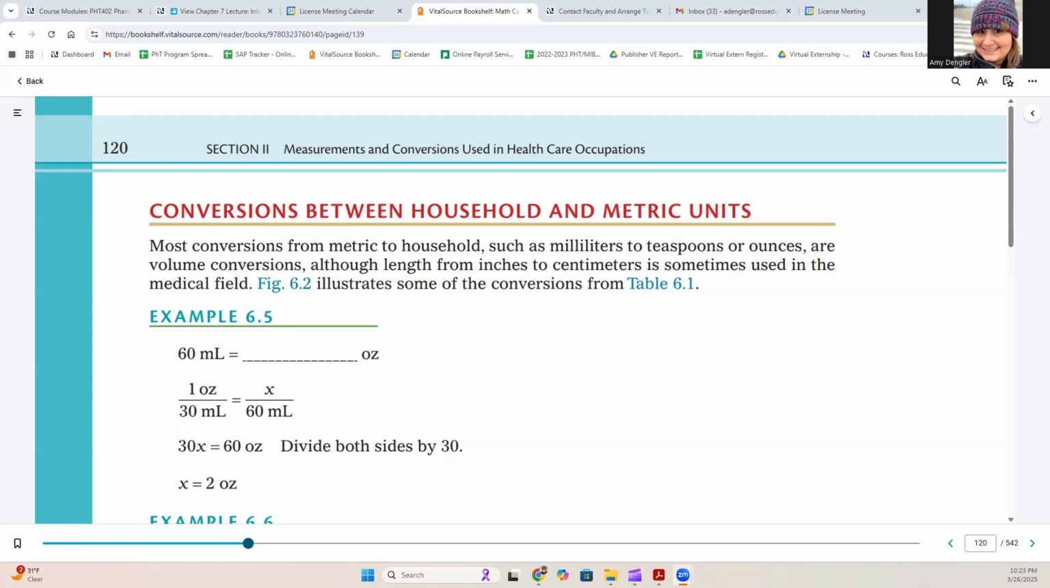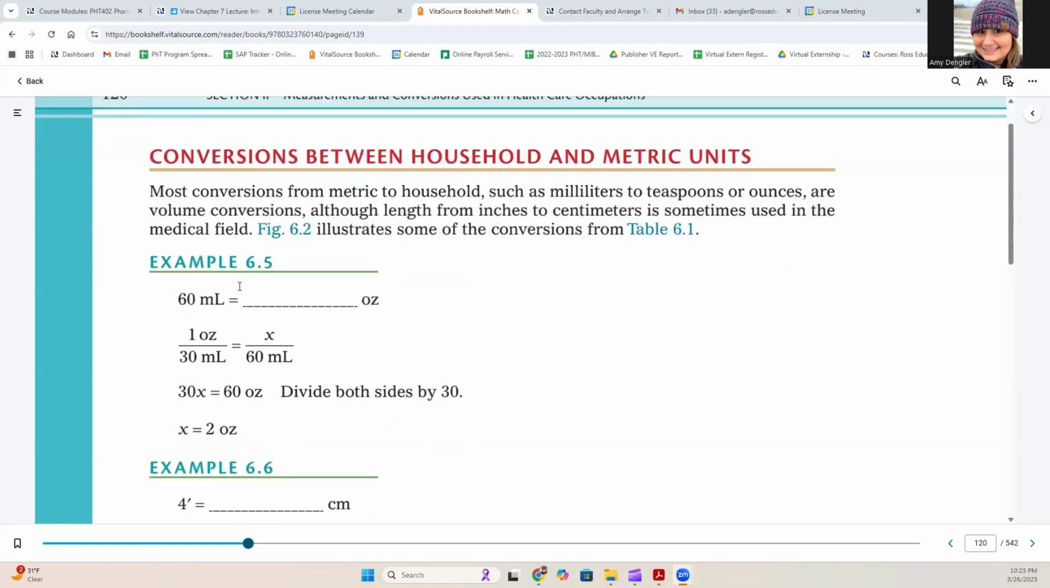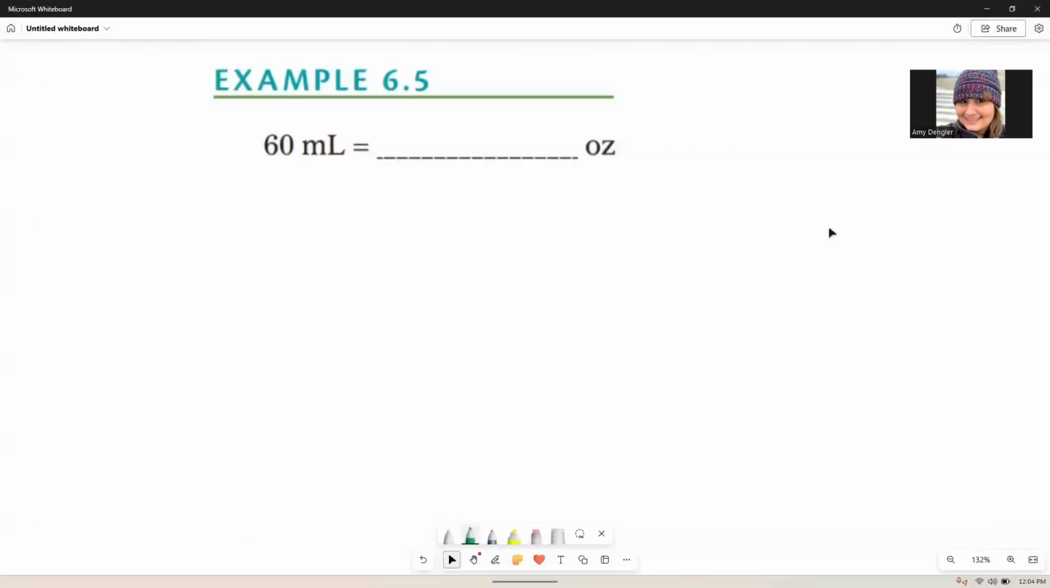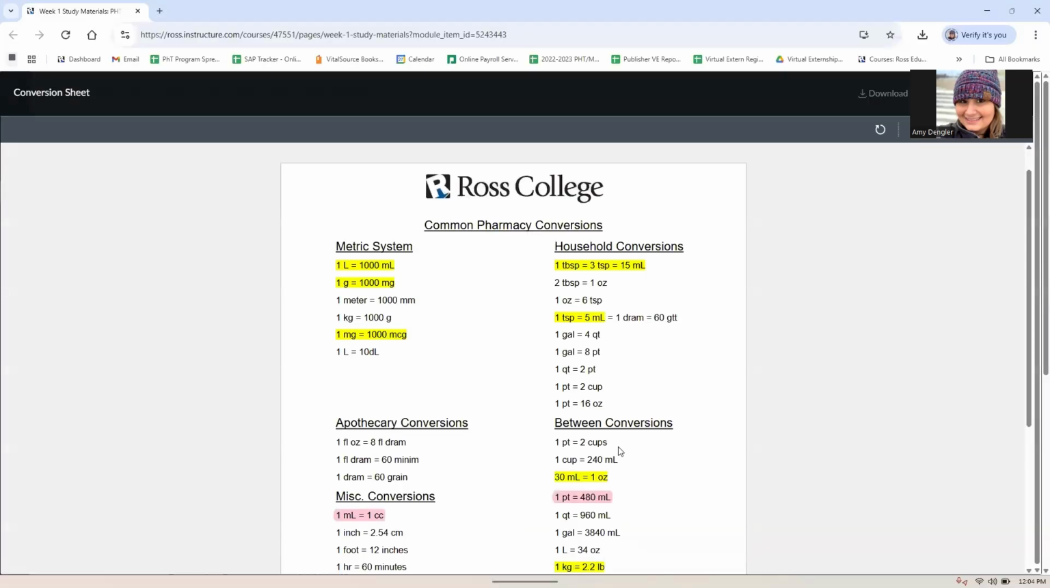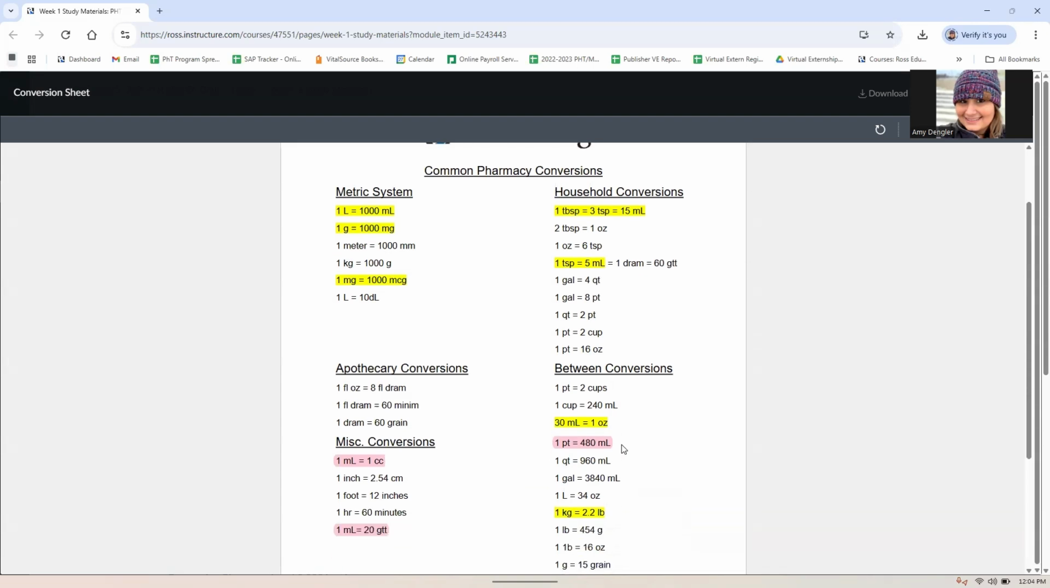Most conversions from metric to household, such as milliliters to teaspoons or ounces, are volume conversions, although length from inches to centimeters is sometimes used in the medical field. Right, let's do example 6.5. Example 6.5, we're going from 60 ml to how many ounces? So we're going to go to our conversion sheet and find a conversion factor that goes from milliliters to ounces. And highlighted down here, I have 1 ounce is equal to 30 ml.